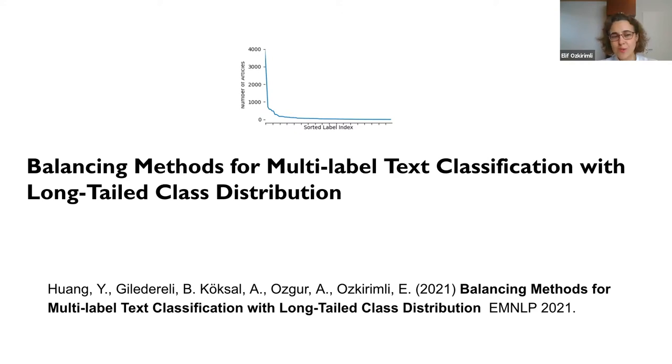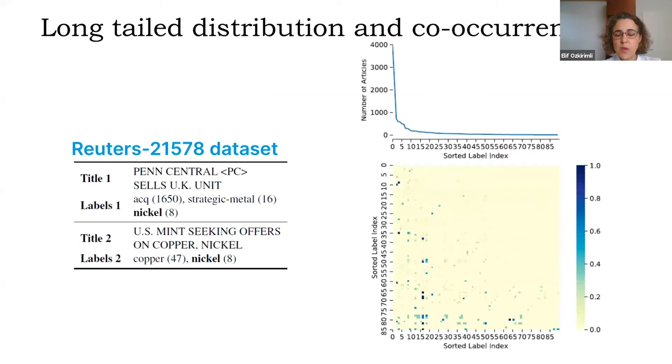In order to address this, we looked at some balancing methods for multi-label text classification with long-tailed class distribution. He will present this paper at EMNLP in two or three weeks, I think, November 9th. We used two data sets to study this problem, the long-tailed distribution, this class imbalance problem. One is the Reuters data set, and the other one is the PubMed data set. Reuters is a very commonly used benchmark data set, which is why we used it.